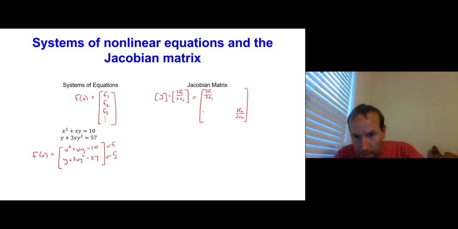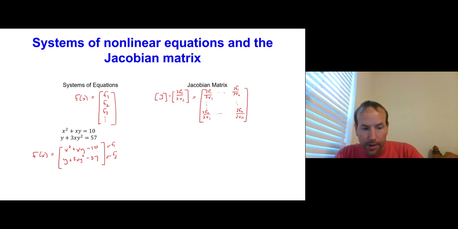And in these corners, this is dfn, dx1, and df1, dxn. Okay, so basically you've got multiple functions and multiple variables by which you're taking the derivative, and that's what creates this structured matrix. So that's a little abstract. So let's now apply that to take the Jacobian of our system F here that's on the left.